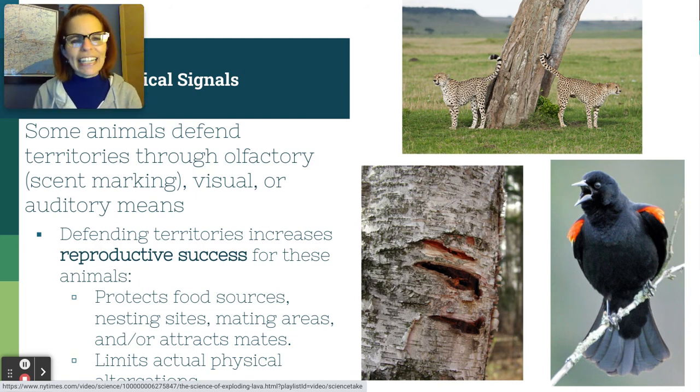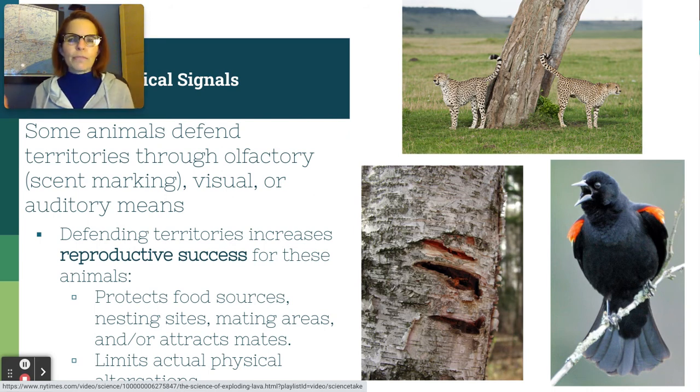It says here, defending territories increases reproductive success. So remember, this all has to tie into natural selection and evolution. These animals have to be more successful for these traits to pass on. And if this works, then they're going to pass on their traits and their offspring are going to be doing the same things. So it allows these animals to protect their food sources and their nesting sites, their mating areas, and or it can even attract mates. I'll explain that in a second. And it limits actual physical altercations.